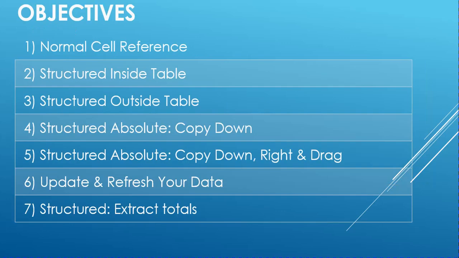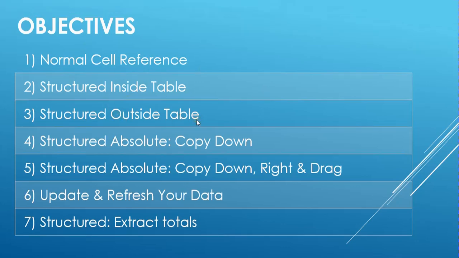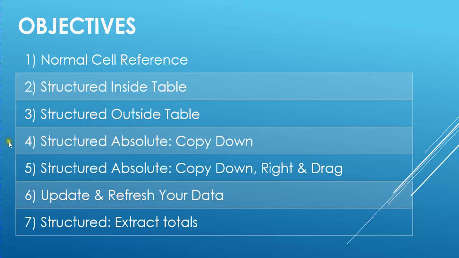So the following 7 items we are going to discuss: how, even if we have a table, we can still use the normal cell reference. And then if we are going to write a structured reference inside a table, how it looks. And if this is from outside the table, is it different or not? And if we are doing the same from outside the table, but we need to have an absolute reference, like the dollar sign that we are using in the normal Excel formulas.